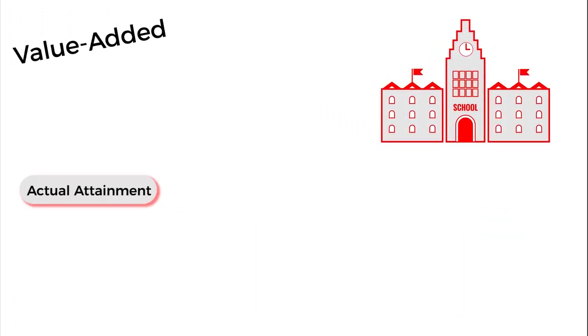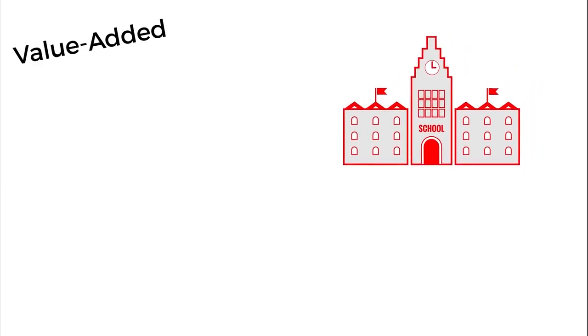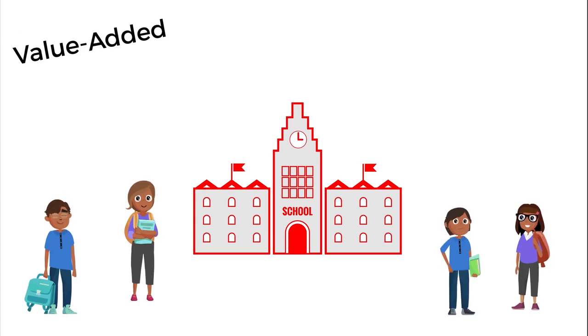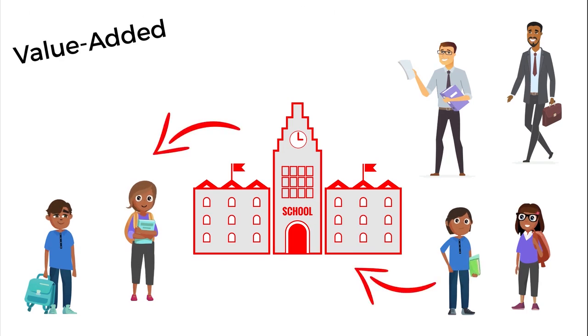How is the value added measure calculated? The actual attainment minus the indicated or most likely attainment gives us the value added measure, which is sometimes referred to as the residual value. The improvement in attainment over the most likely performance owes a lot to the environment in which students find themselves, the quality of the teaching they have experienced. So we can talk about the value a school has added to the student.